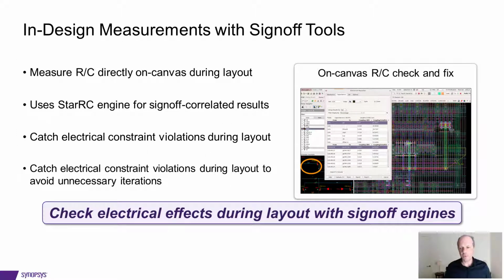So moving on to the use model, it's available within the layout editor. You'll have the ability to get a breakdown of the contributors of both your resistance and capacitance, and really fine-tune your analysis of your interconnect to improve and optimize your layout with respect to your goals for electrical characteristics of your nets. All right, and that is being done again with the StarRC engine.